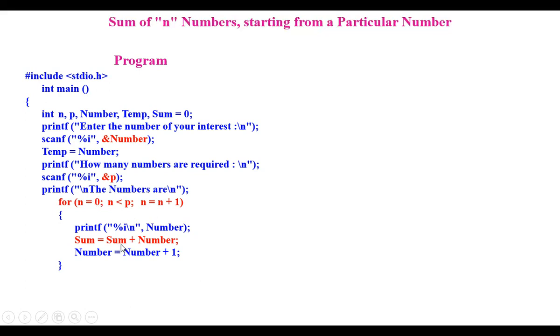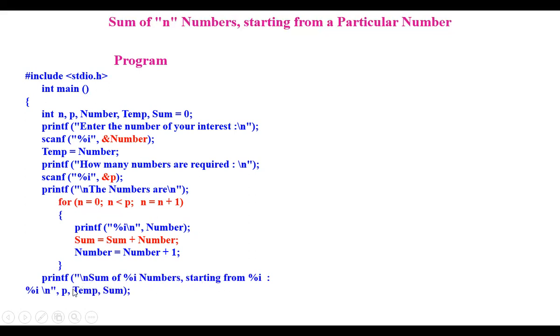So the value of sum is 10 earlier. Now 10 plus the number, which has become 11 here. So this number is added. Like this, this loop will continue, and we will get the final sum of all the numbers we have entered.